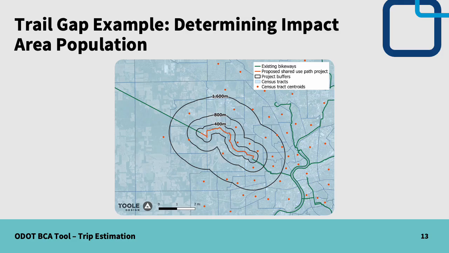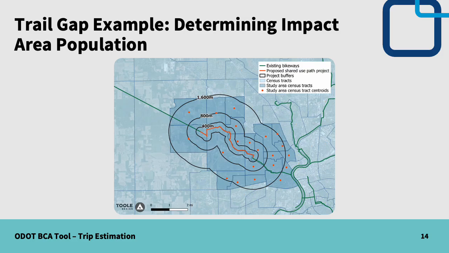We used GIS to identify the centroid of each census tract. The following guidelines were followed for determining the impact area. All census tracts with their centroid inside the 1,600-meter buffer were included, and all census tracts with a border touching the 1,600-meter buffer and that have a centroid within 1 mile of the existing facility connecting directly into the project were included. The census tracts within the impact area are shown in darker blue.